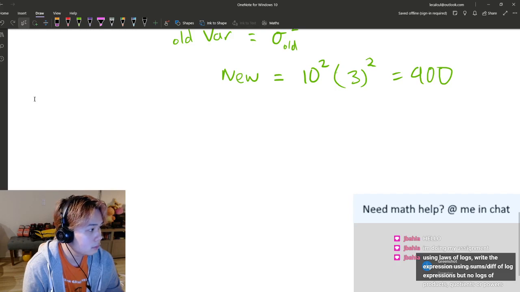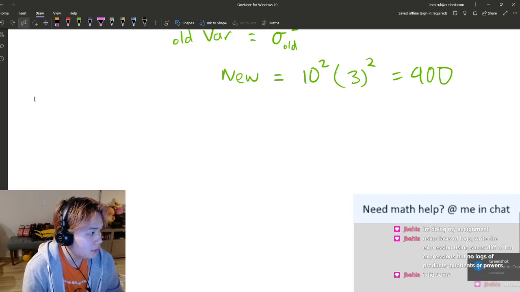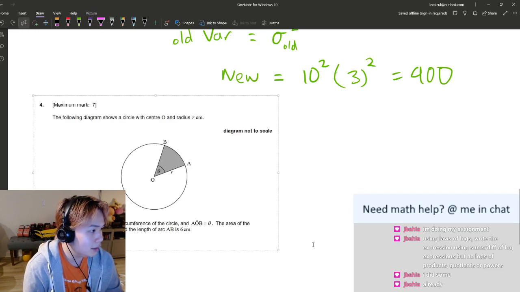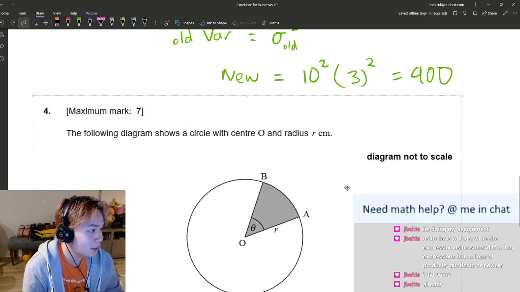Using laws of logs, write the expression as... Oh, this is easy. Just use your log laws. Make sure that you use them properly, though.